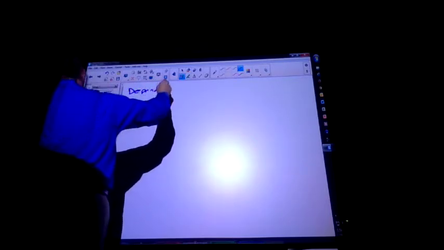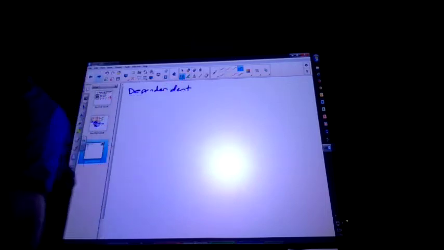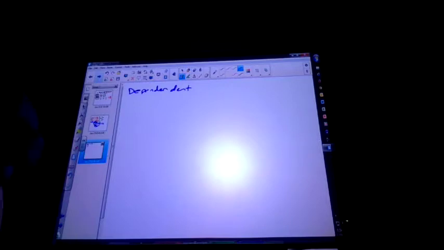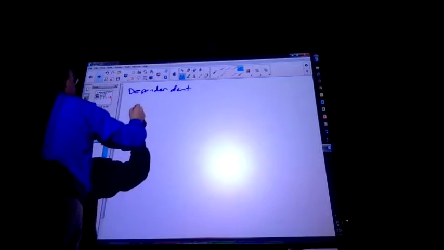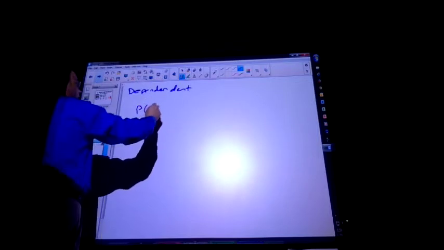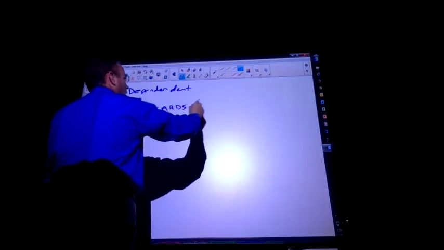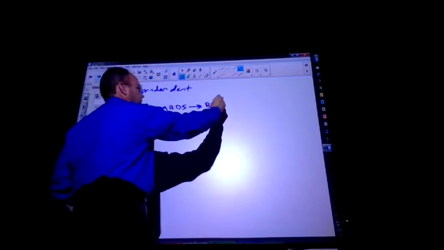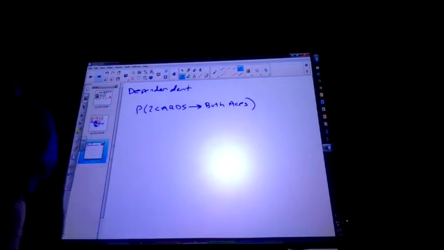And this is going to start a little bit goofy. So let's talk about a deck of cards. So you're going to draw 2 cards, and let's say that I want them to be both aces.